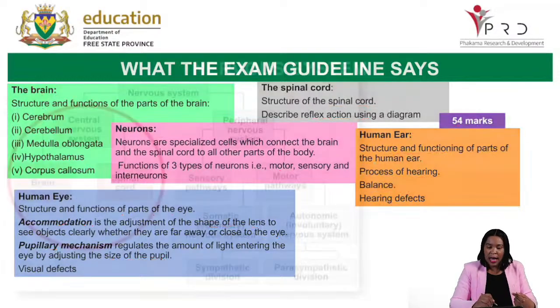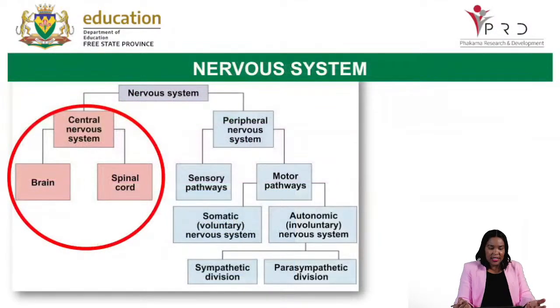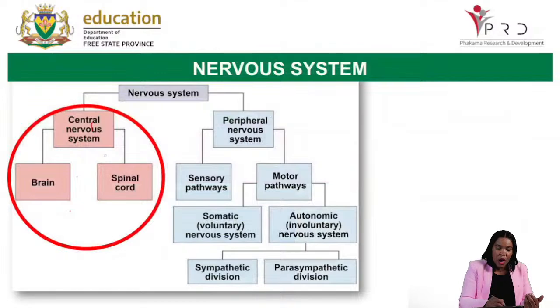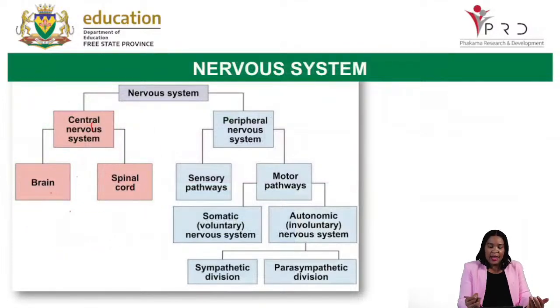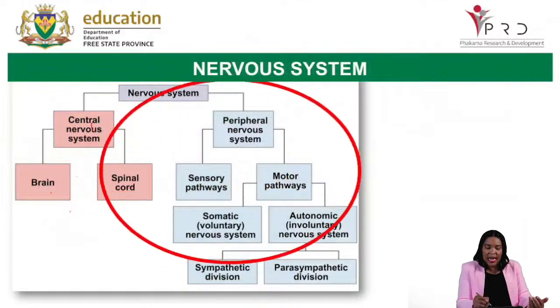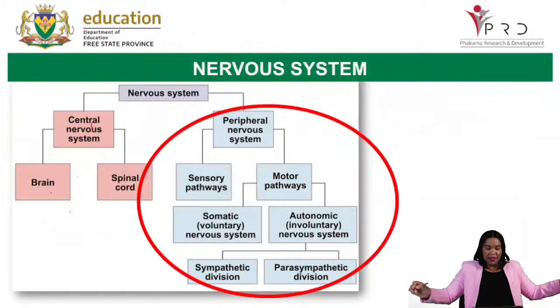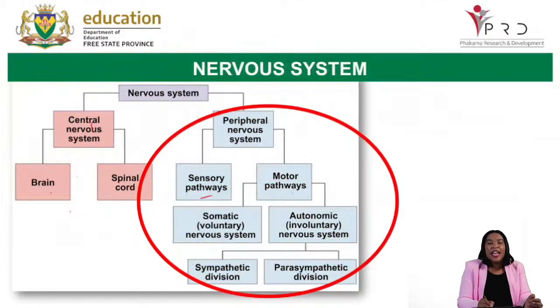Right, the nervous system consists of the central nervous system, which consists of the brain and the spinal cord. We've spoken about that. And then it also consists of the peripheral nervous system. The peripheral nervous system has the sensory pathways and the motor pathways, which will further be divided into the somatic or voluntary nervous system and the involuntary nervous system.